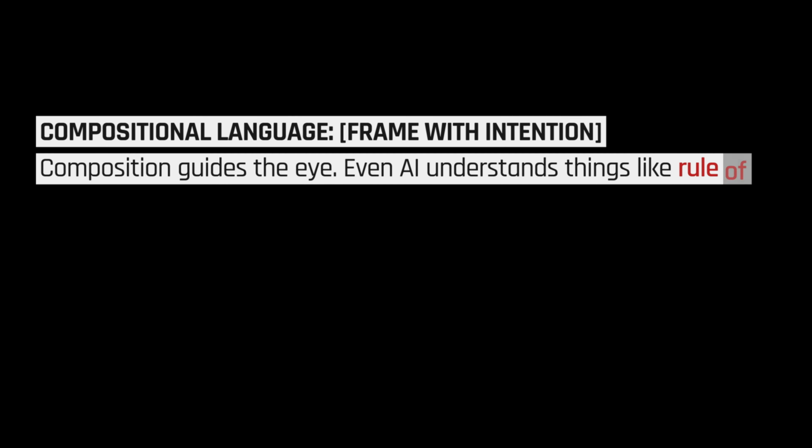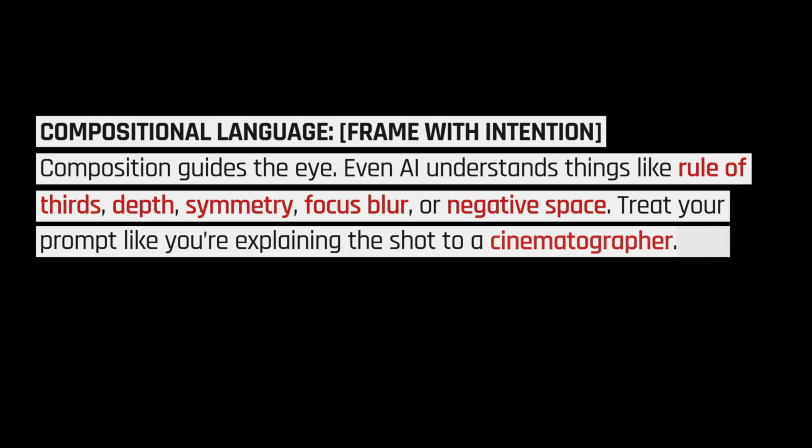We've built your scene with strong visuals, motion, and atmosphere. Now it's time to think like a cinematographer. Composition guides the viewer's eye. Tip 5, Compositional Language, frame with intention. Even AI understands concepts like the rule of thirds, depth, focus, symmetry, and negative space. Your prompt needs to explain how to frame the shot, not just what is in it.